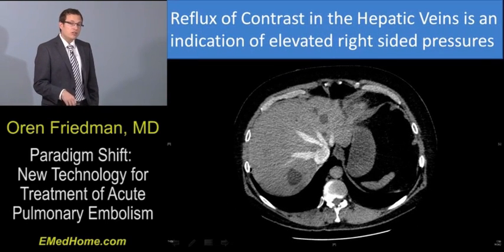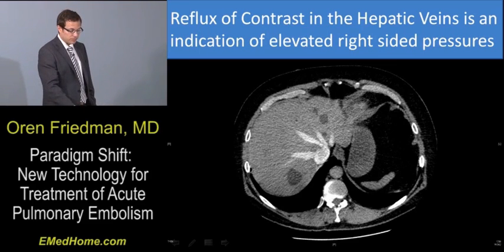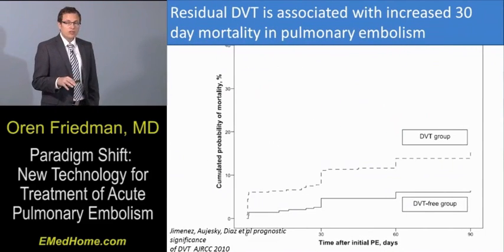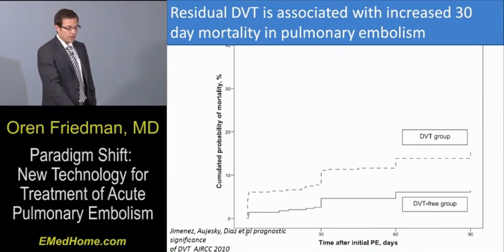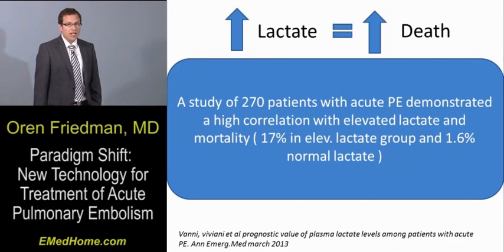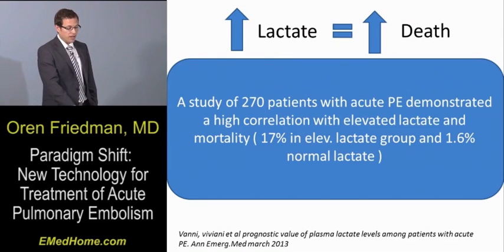On a CAT scan, you can also look for reflux of contrast in the hepatic veins, and that indicates that there are elevated right-sided pressures. This should not happen if your right-sided pressures are normal. It also turns out that if you have residual DVT, that is also associated with an increased 30-day mortality compared to if you do not have residual DVT. And if you have an elevated lactate, as in many other situations in critical care, these patients are also more likely to die, as you can see from this study as well.